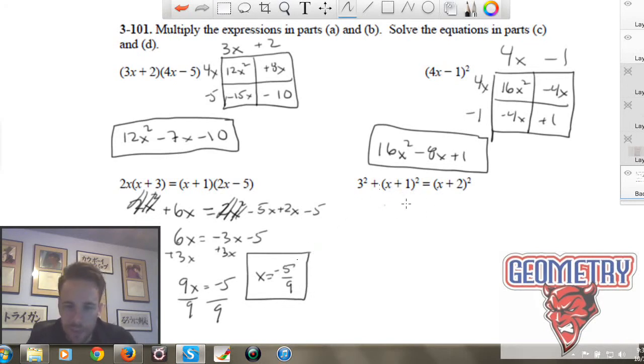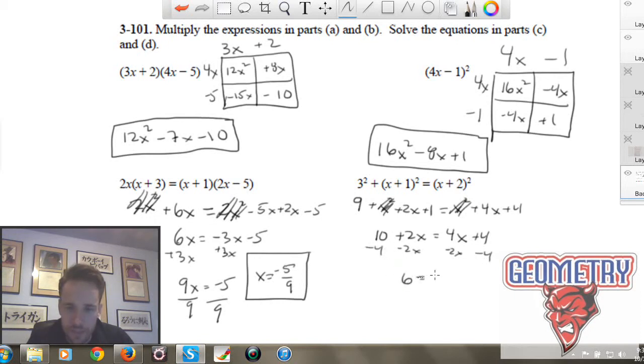Okay, over here on the last one here, we got 3 squared, which is 9, plus, to multiply this out, we get x squared plus 2x plus 1 equals x squared plus 4x plus 4. X squared here cancels out with the x squared there. 9 plus 1 is 10, so we have 10 plus 2x equals 4x plus 4. So I'm going to subtract 2x here, and we'll subtract 4 from both sides here, and I get 6 equals 2x. Dividing both sides by 2, we get x to equal 3.